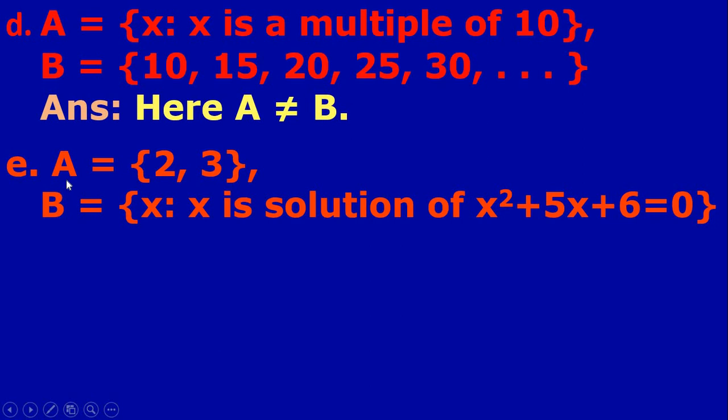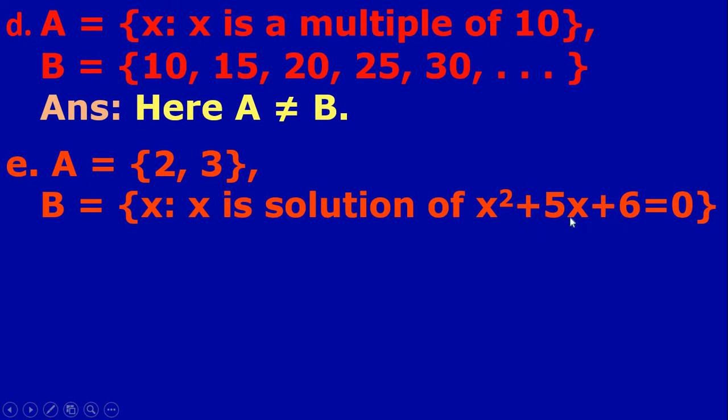So next question, A equal to the set {2, 3} and set B is the set of all x such that x is a solution of x square plus 5x plus 6 equal to 0. Now here A is already given, 2, 3, and you have to solve this equation. When we solve x square plus 5x plus 6 equal to 0, you can split the middle term. Multiplying you have to get 6 and adding you have to get 5, that is 3 and 2.